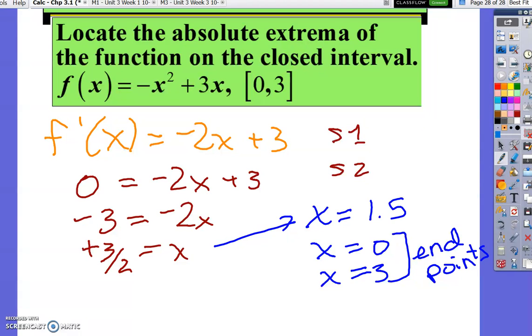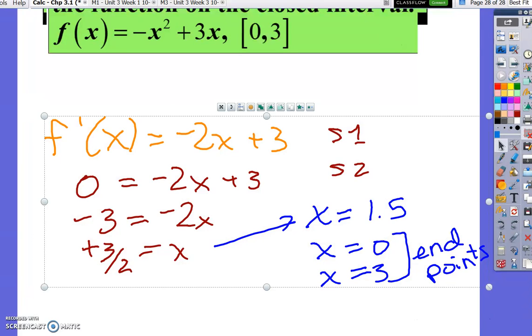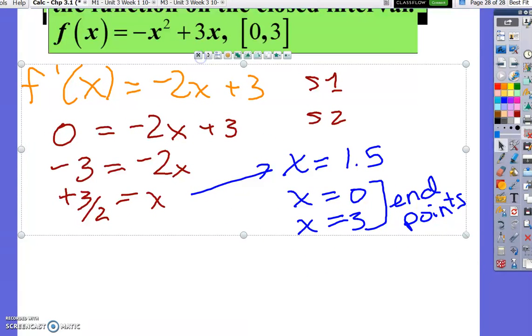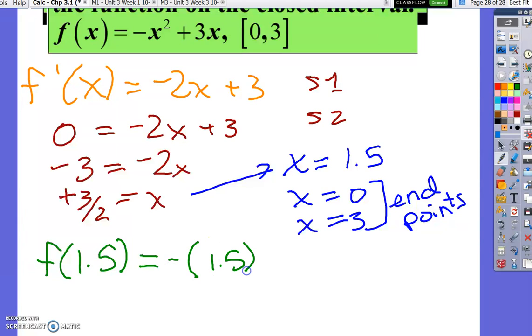Now that we have those numbers, we're going to check them by plugging them into our formula. We've got our function there. We're going to take the points we found to check, and we're going to check them all in the original function. So here we go. Let's use green. I haven't used green yet. So we're going to say f of 1.5, let's start with that because that's our critical number in the interval, equals negative 1.5 squared plus 3 times 1.5.